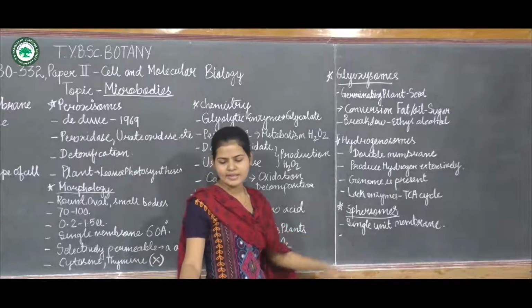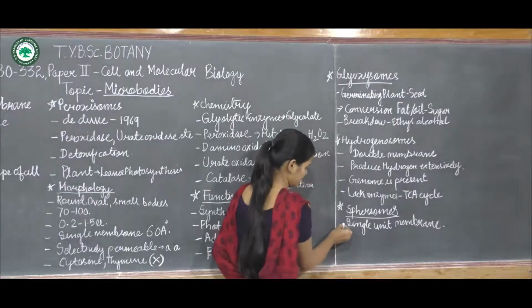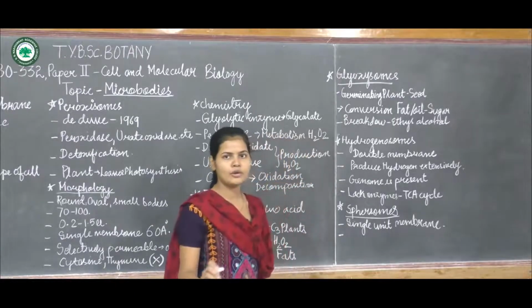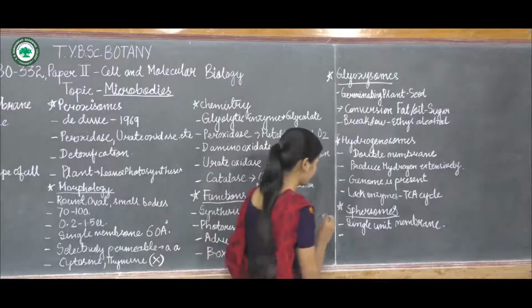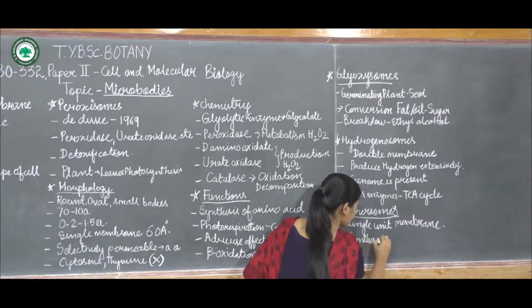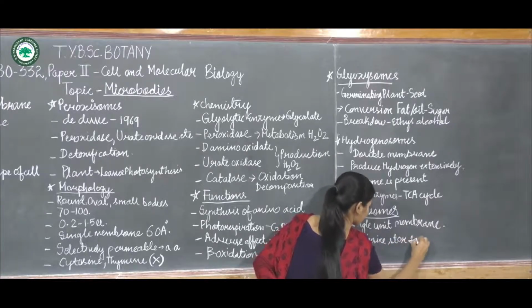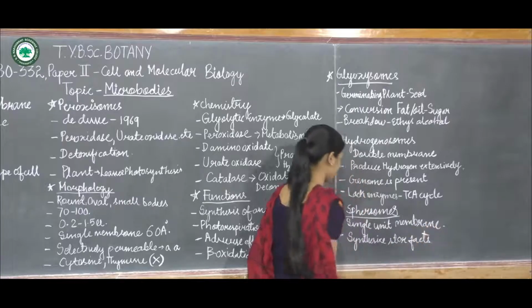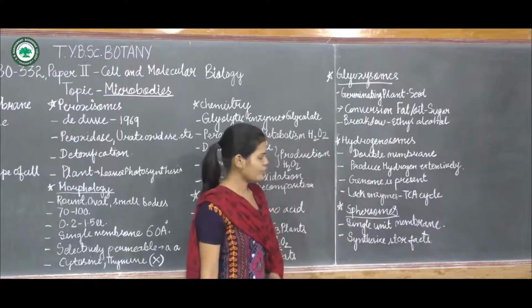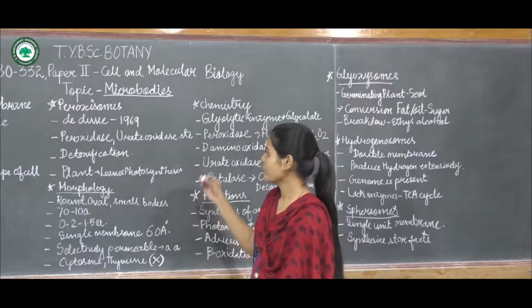They synthesize and store fat. So this will be mostly produced in the aleurone layer and they synthesize and store fat. So this is about the sperosome. This is all about the microbody.